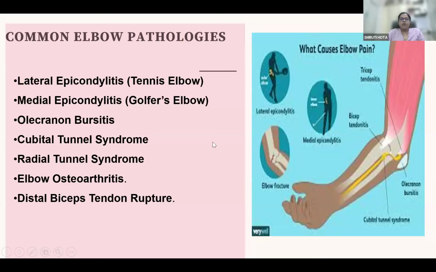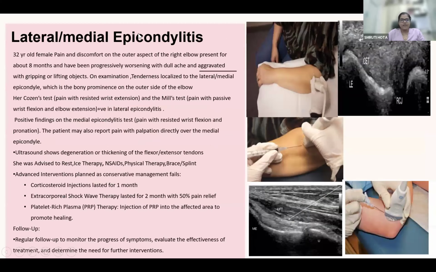And these are a few common elbow pathologies. As this is a basic class, I'm focusing on the main common elbow pathologies. So here, lateral epicondylitis or medial epicondylitis, I am discussing both together because both are very similar to each other. Here is a common case history, combining these two together. This is for your common understanding: a 32-year-old female patient with pain and discomfort on the outer aspect of the right elbow, or you can say the medial aspect of the right elbow, present for about 8 months.